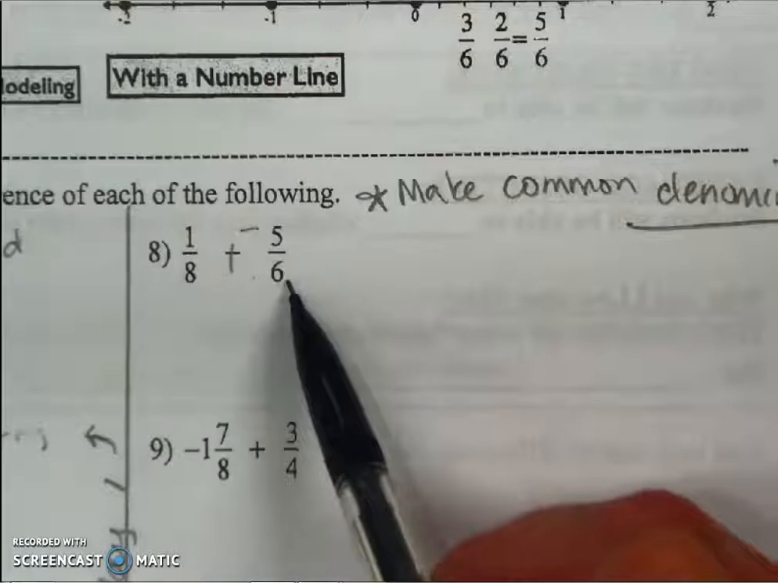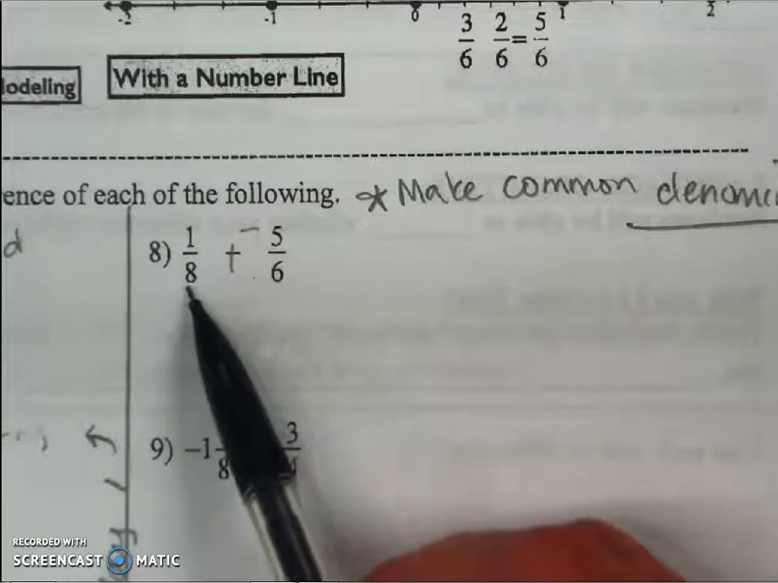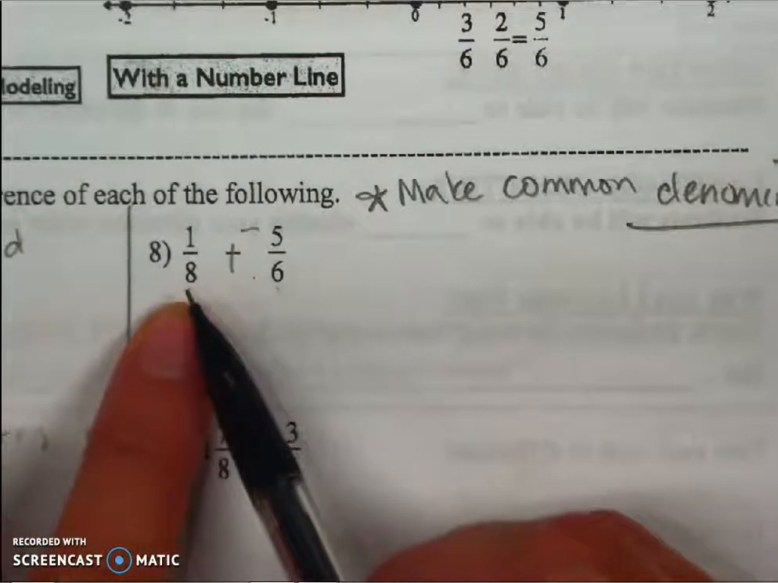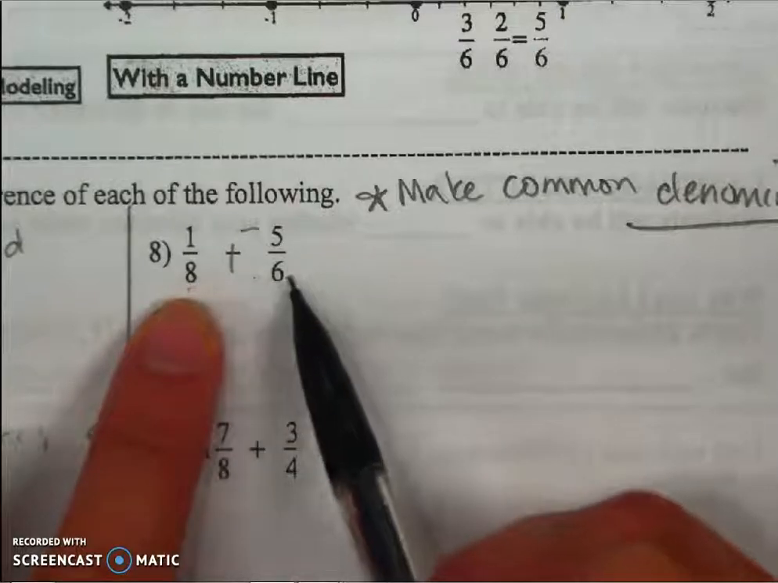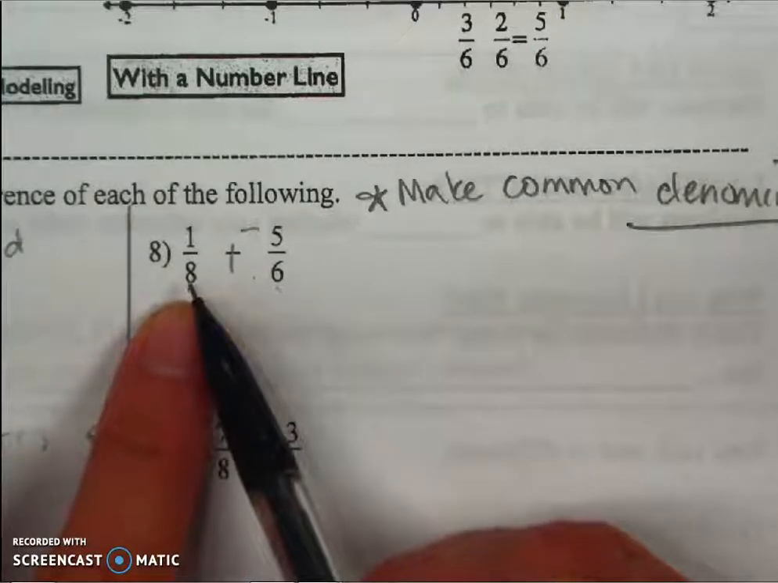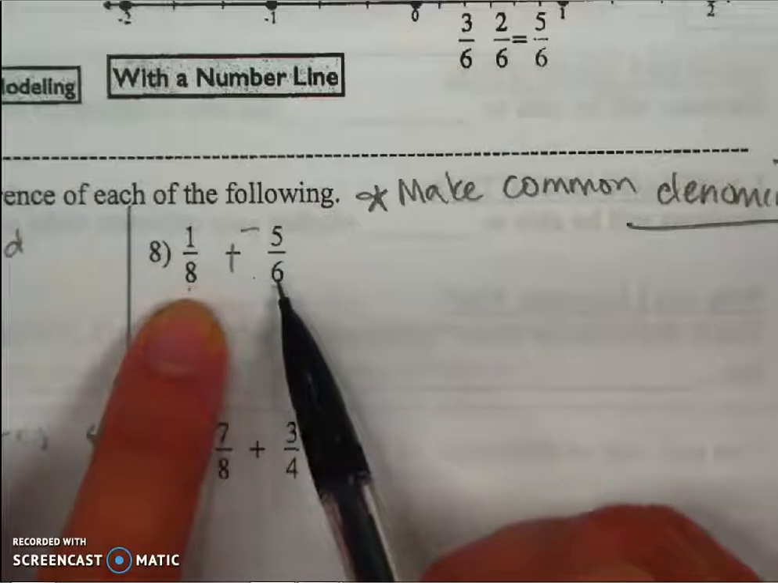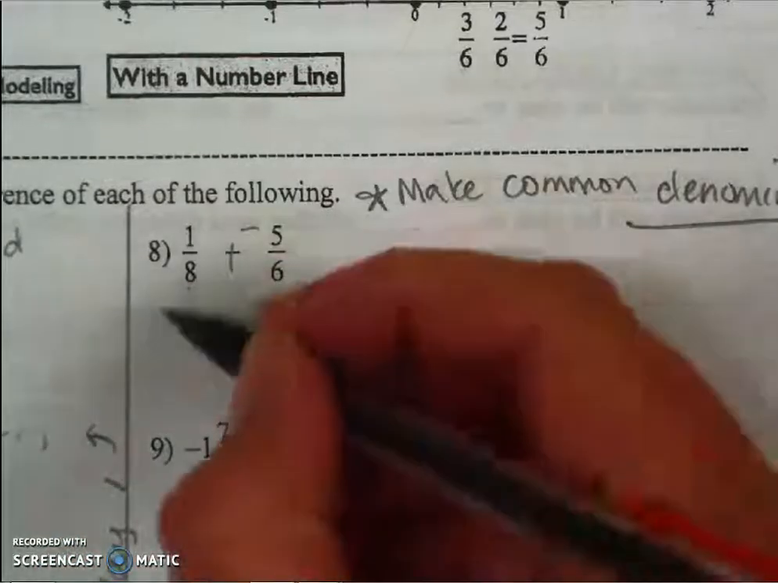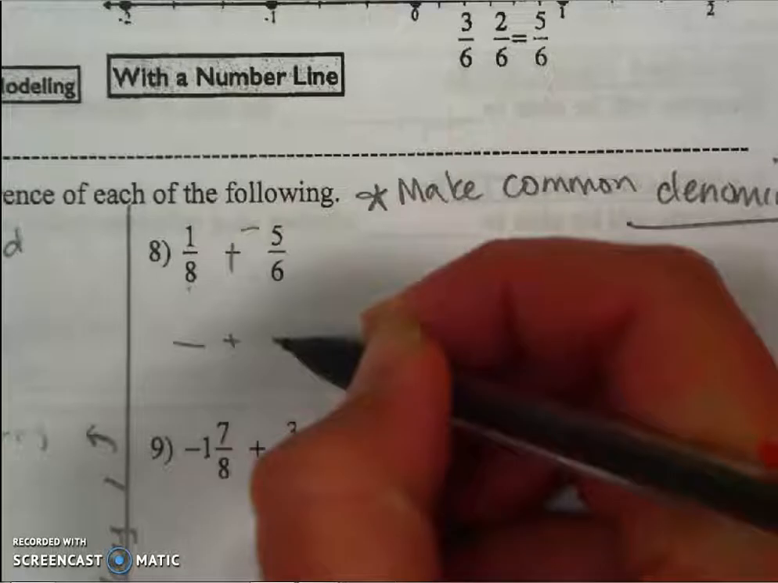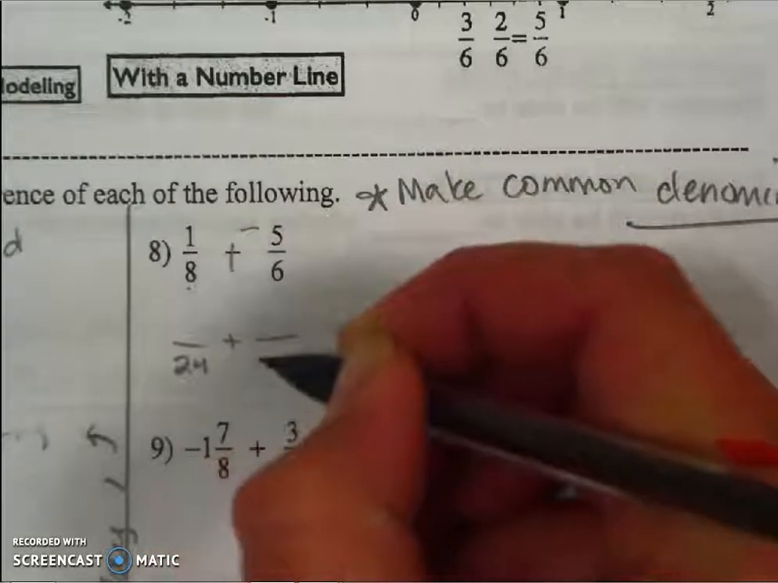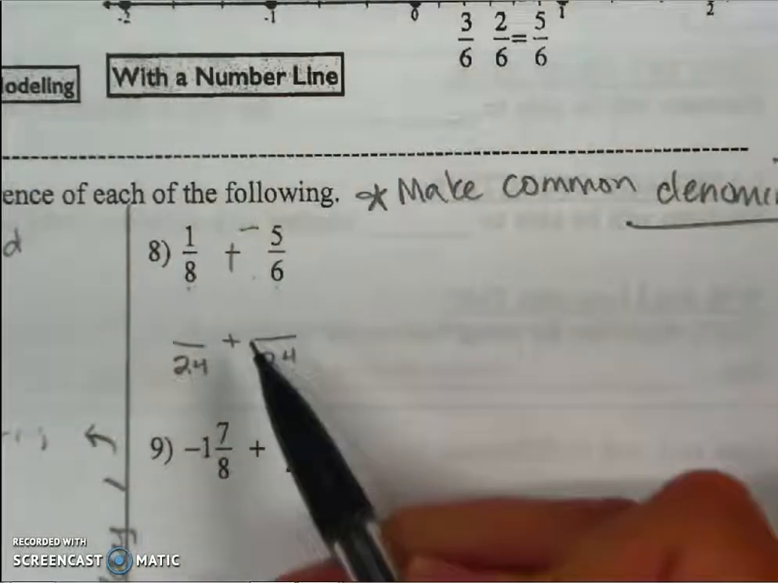So let's look at our denominators. We have an 8 and a 6. So let's think multiples of 8. I can't get to 8 from 6. 8 times 2 is 16, but I can't get there from 6. 8 times 3 is 24, and I can get to a 24 using 6. So let's rewrite this with 24ths. All right, so 24 was our number that would work for both of these.